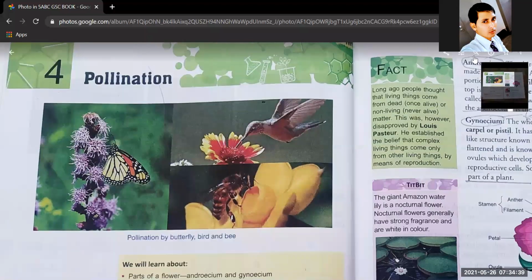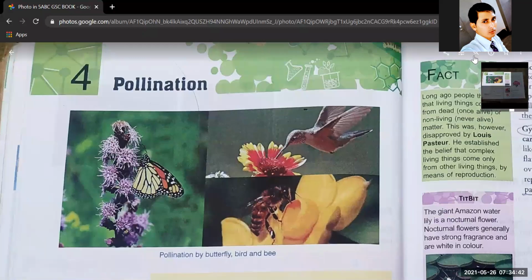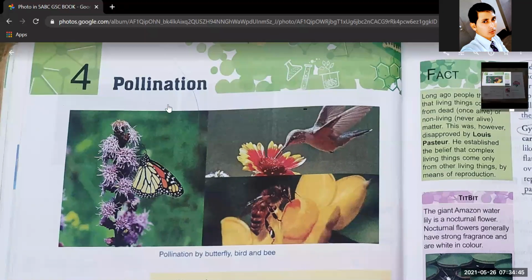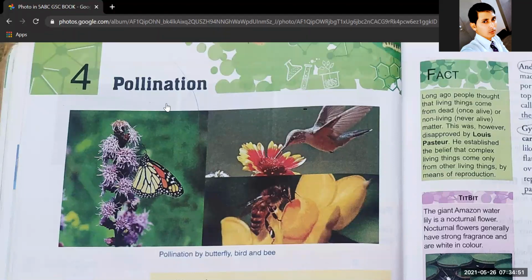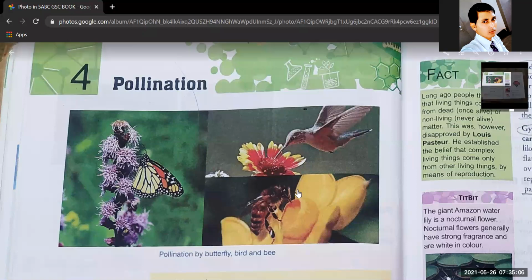As you can see here, let me make it large so that you can understand. Pollination. First of all, we have to understand the meaning of pollination. What is the meaning of pollination? The process in which pollen is taken from one plant or part of a plant to another so that new plant seeds can be produced. This process is called pollination. As you can see in the picture, pollination by butterfly, bird and bee. This is a picture of a bee and this is a picture of a bird. With the help of these, pollination happens.